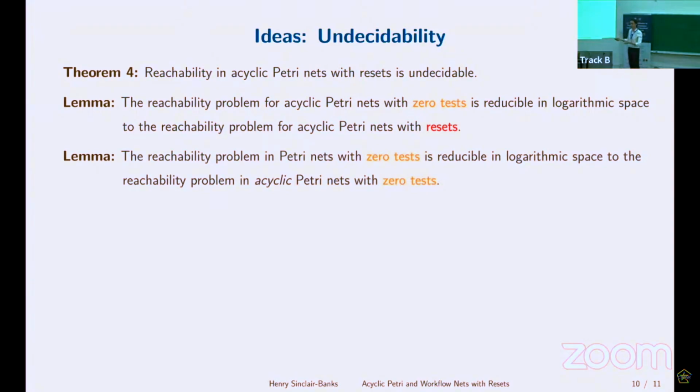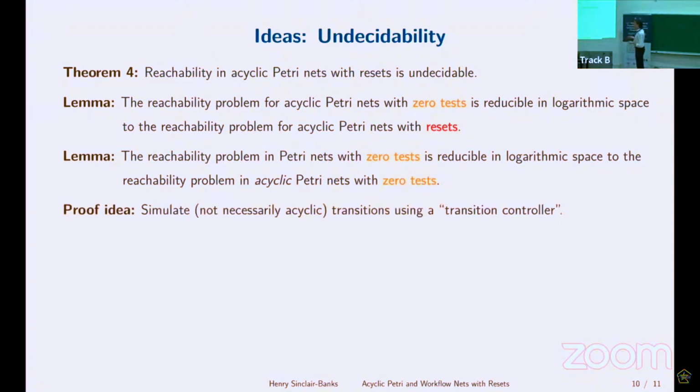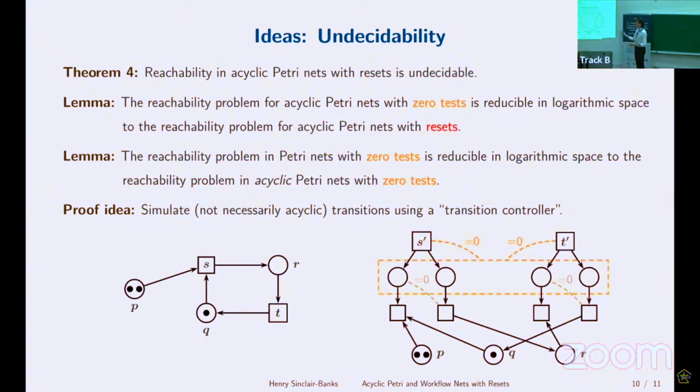What gives? Very roughly, we're going to simulate not necessarily acyclic transitions. We're going to simulate all the transitions with some sort of transition controller. Imagine this is the Petri net, just the most simple cyclic thing I could draw that's remotely interesting. Note that there is clearly a cycle from S to R, down to T, back to Q, I'm not going mad. So we're going to draw this thing. It's not actually as complicated as it looks. I'll talk you through it.